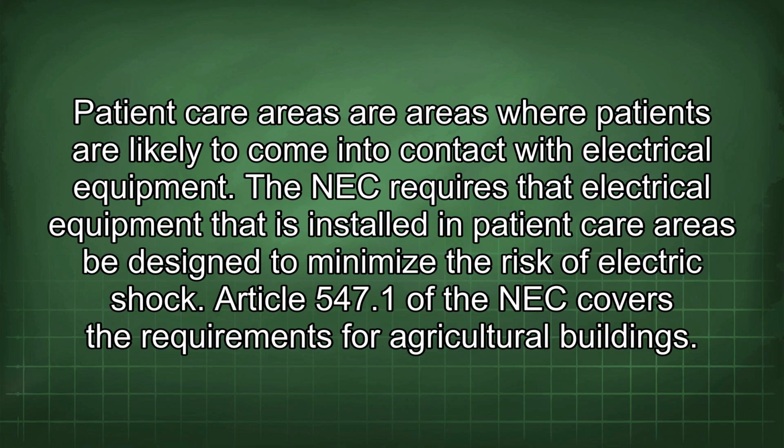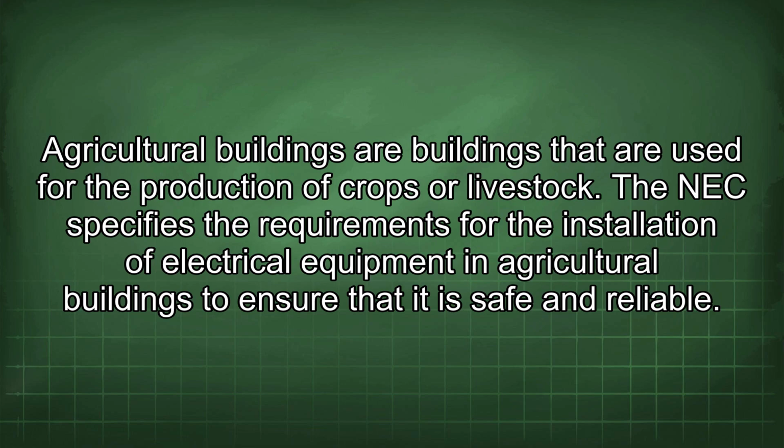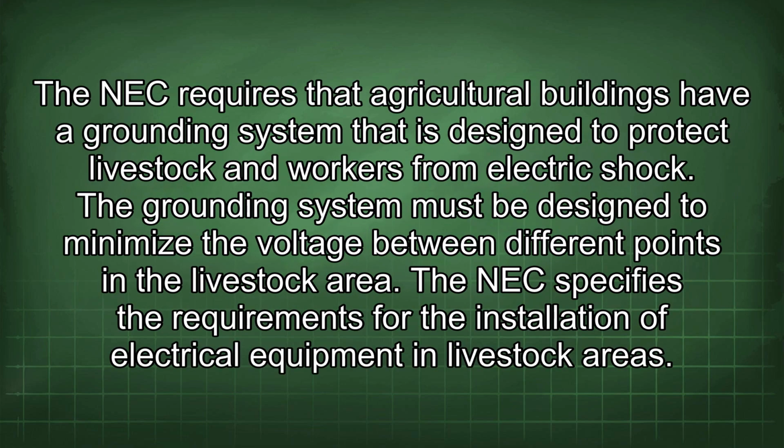Article 547.1 of the NEC covers the requirements for agricultural buildings. Agricultural buildings are buildings that are used for the production of crops or livestock. The NEC specifies the requirements for the installation of electrical equipment in agricultural buildings to ensure that it is safe and reliable. The NEC requires that agricultural buildings have a grounding system that is designed to protect livestock and workers from electric shock. The grounding system must be designed to minimize the voltage between different points in the livestock area.